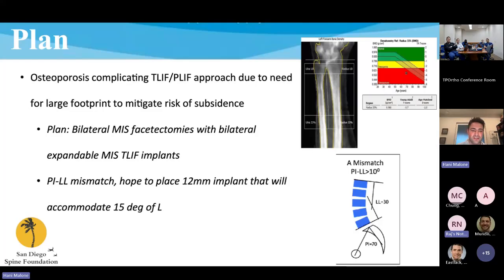So subsidence was an issue, and I wanted to get some correction because she was really malaligned. And so this is a case where we did bilateral facetectomies, and then I put in 2 TLIF cages to try to increase the surface area and allow us to get some lordosis, but also not subsidence.